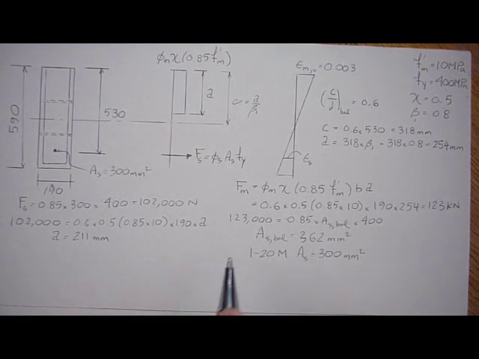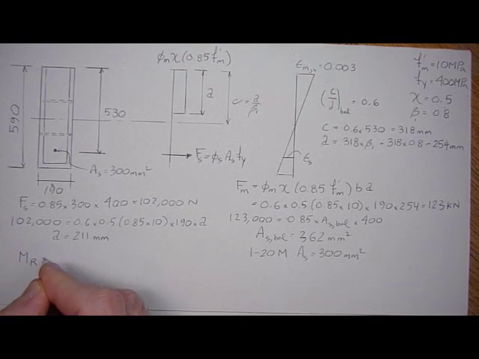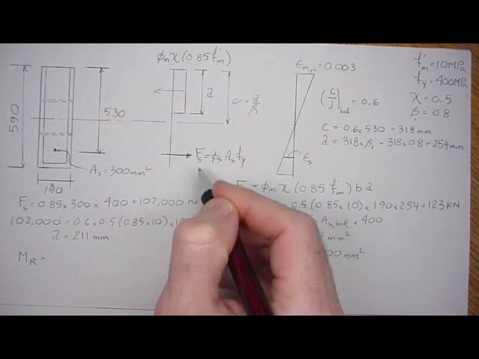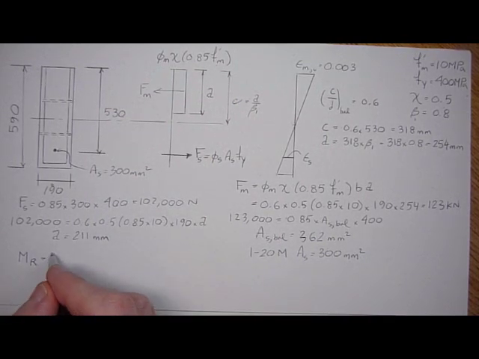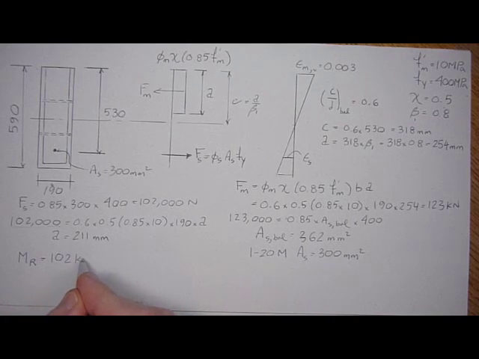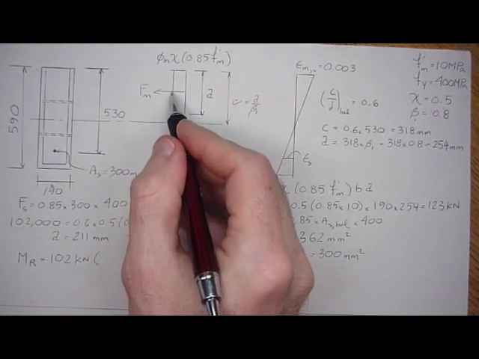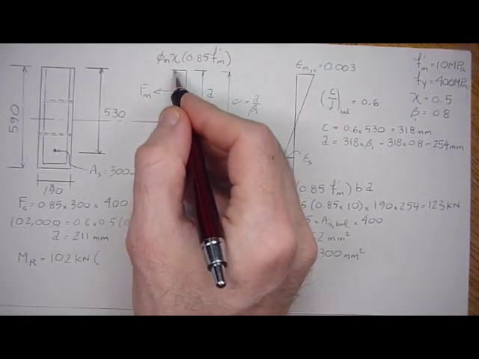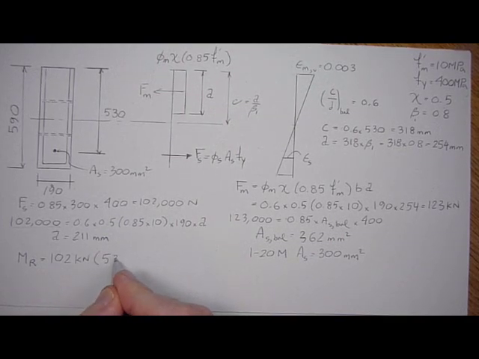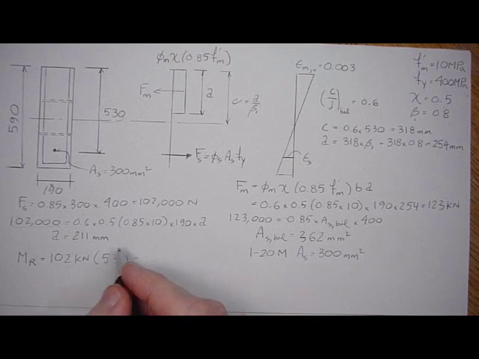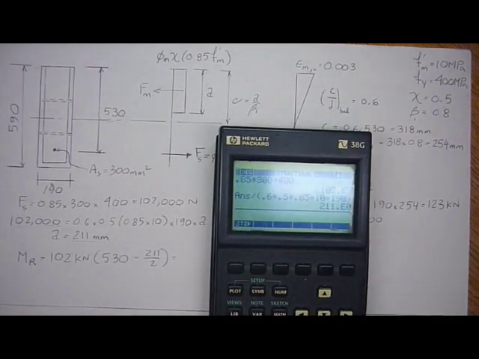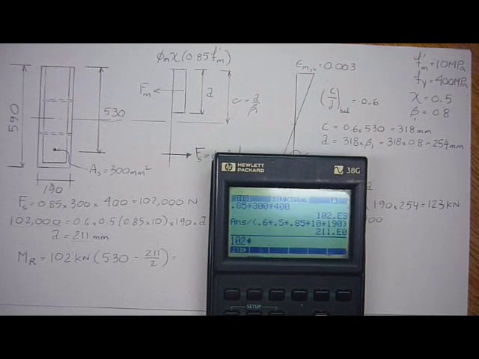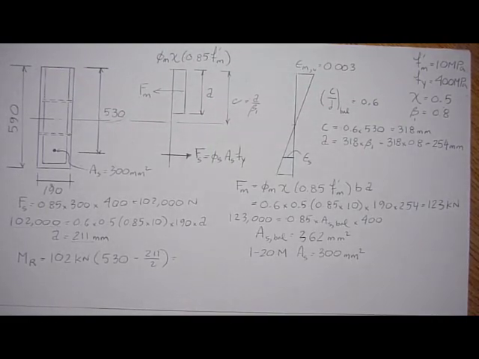And then we can calculate the moment resistance of this section now. So moment resistance would be the force in the steel, which is also equal to the force in the masonry, and we calculate it as 102 kilonewtons from here, times the lever arm, the distance between these two, which is d minus a over 2. So d is 530 from here, minus a over 2, 211 over 2. That's 102 kilonewtons times 530 minus 211, divided by 1,000 to put it in kilonewton meters, 43.4 kilonewton meters.